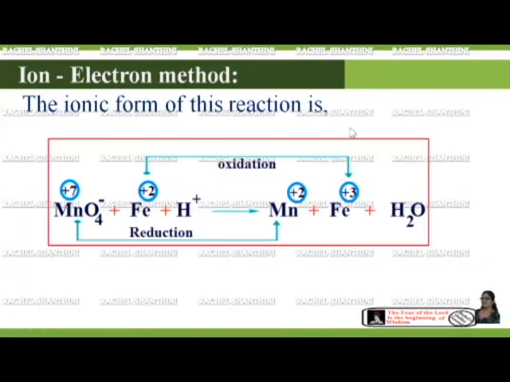So the ionic form of this reaction is MnO4⁻, in which Mn is +7, plus Fe²⁺ plus H⁺ gives Mn²⁺ plus Fe³⁺ plus H2O. Here Mn⁺⁷ in MnO4⁻ is reduced to Mn²⁺ and Fe²⁺ is oxidized to Fe³⁺. This H⁺ ion indicates this reaction takes place in the acid medium. So we get H2O on the product side.